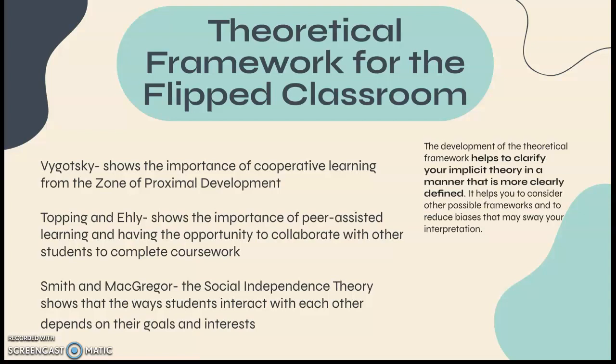And the last one was by Smith and McGregor, which is that the social interdependence theory shows that the way students interact with each other depends on their goals and interests. The development of the theoretical framework helps to clarify your implicit theory in a manner that is more clearly defined. It helps you to consider other possible frameworks and to reduce biases that may sway your interpretation.